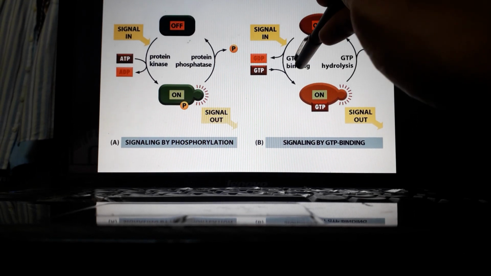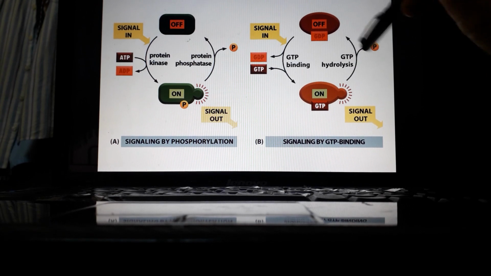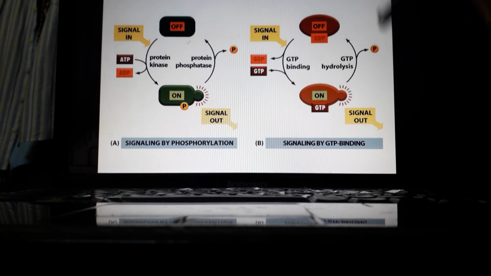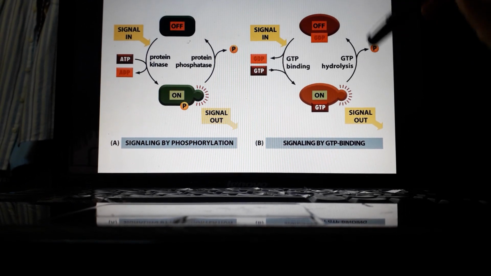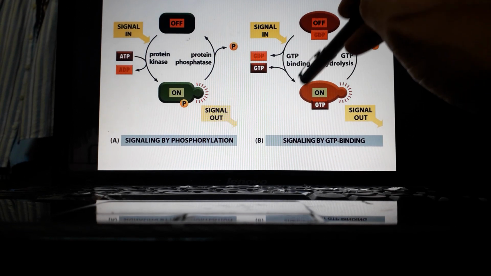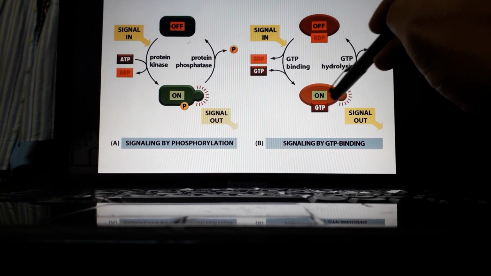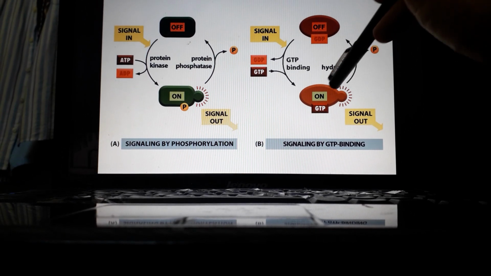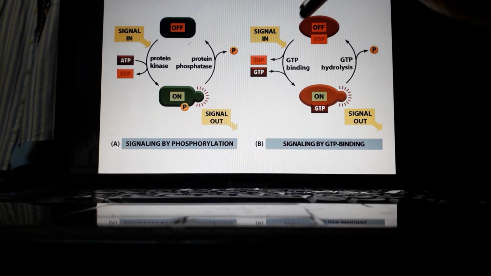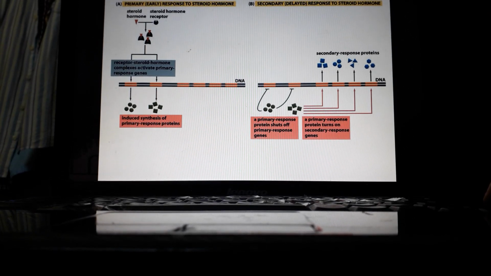So, GEFs are the molecules that activate them, and there are some molecules which inactivate them, which are known as GAPs, or GTPase activating proteins. These proteins activate the GTPase activity of the G protein, and when that happens the GTP is hydrolyzed to GDP and the protein becomes inactive. So these are the main molecular switches.